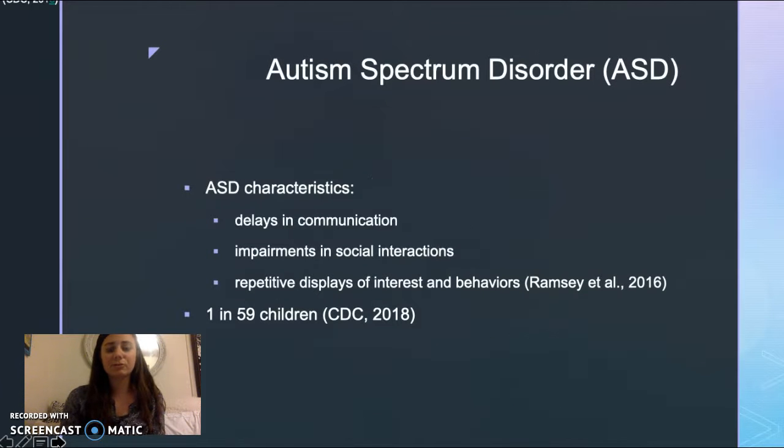So autism spectrum disorder, also known as ASD, is known for its three core deficits: delays in communication, impairments in social interactions, and/or repetitive displays of interest and behaviors. 1 in 59 children are diagnosed with ASD in the U.S.